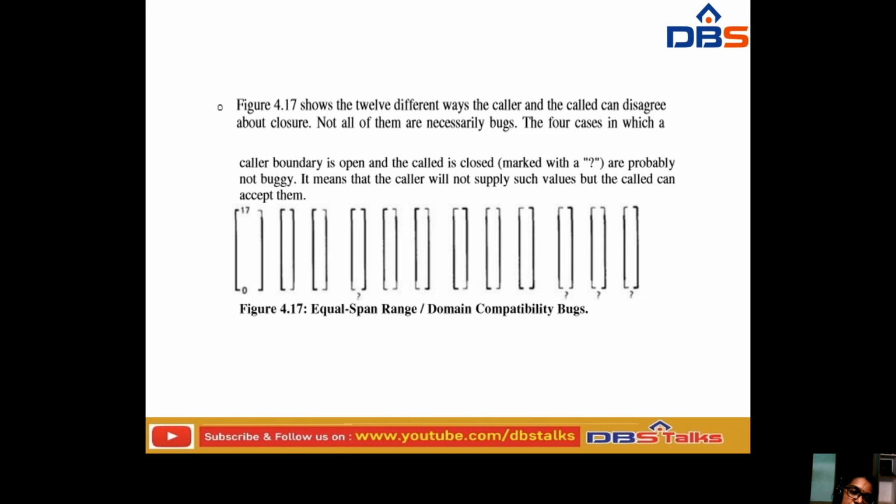This is the first way for equal span range and domain compatibility. If you observe these domain compatibility bugs, these are the 12 different ways to represent. See here, both sides thick, here one side thick and one side thin, here these two both sides thick, here these two both sides thin. Here two both sides thick, here also thick, here thin. Here only one thick and the remaining three places are thin. Here the diagonally opposite ones are thin and thick, and these are thin. Here these two are thick, these two are thin.